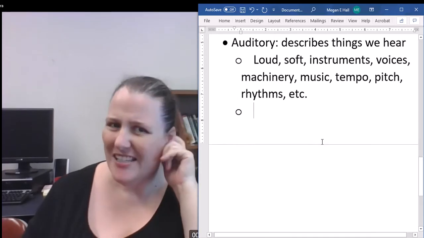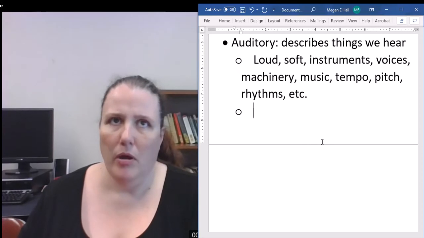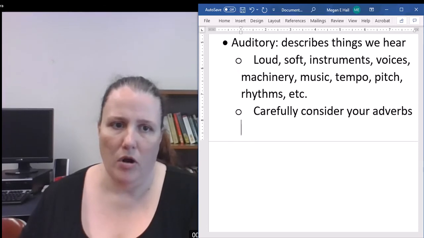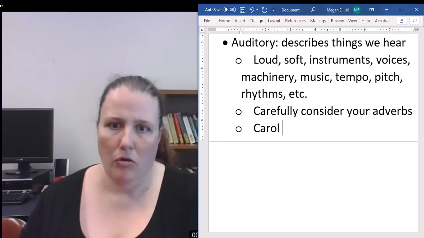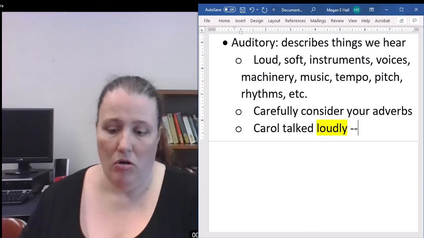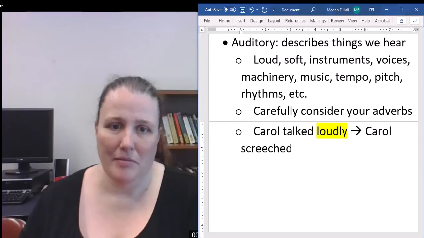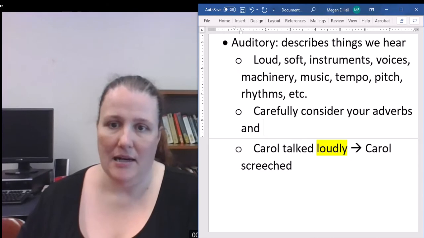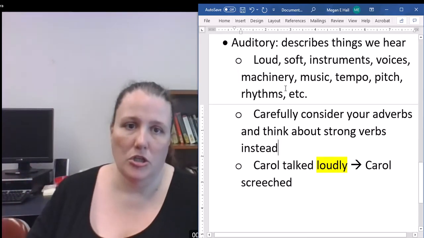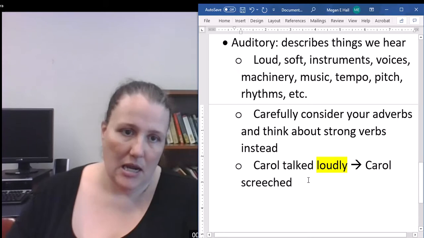So, things to consider with this, I think with auditory and then with kinesthetic, which we'll talk about next, you might want to carefully consider your adverbs. For example, Carol talked loudly. Loudly is our adverb. Can we have instead a stronger verb? Carol screeched. So carefully consider adverbs and think about strong verbs instead. I think a lot of times people want to use some of the auditory imagery, and then it comes out with adverbs they don't necessarily need.